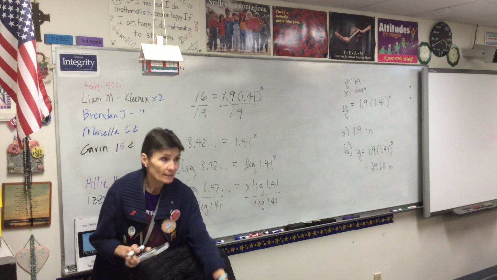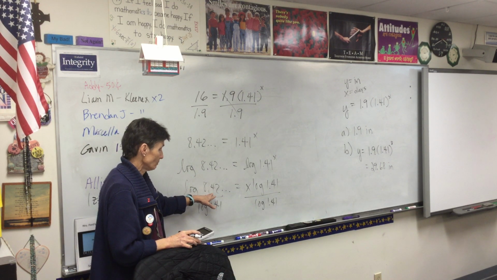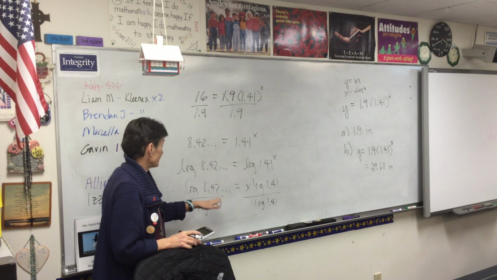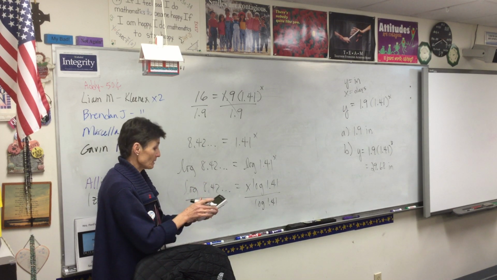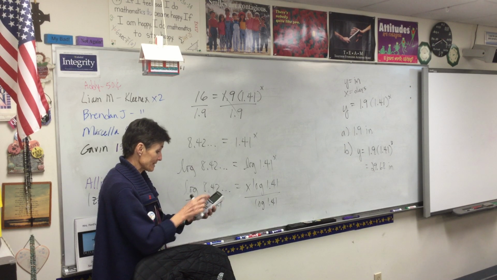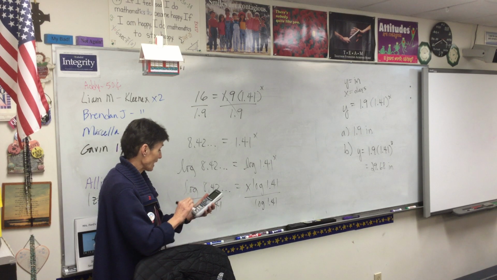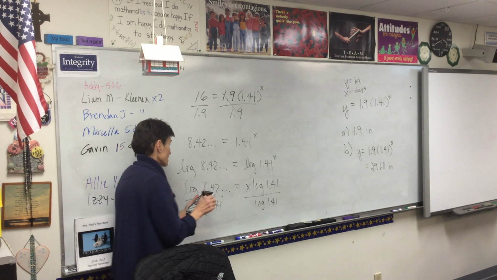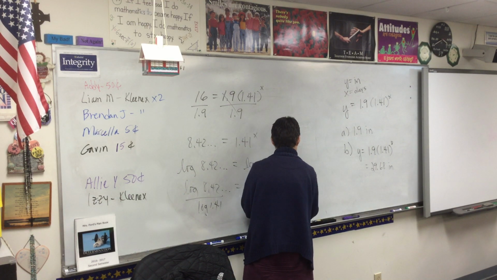So what you're telling me is I need to take the log of this big ugly decimal and divide it by the log of 1.41. So I'm going to say log, second answer, close parentheses, divided by log 1.41. And the answer is 6.20 or so.